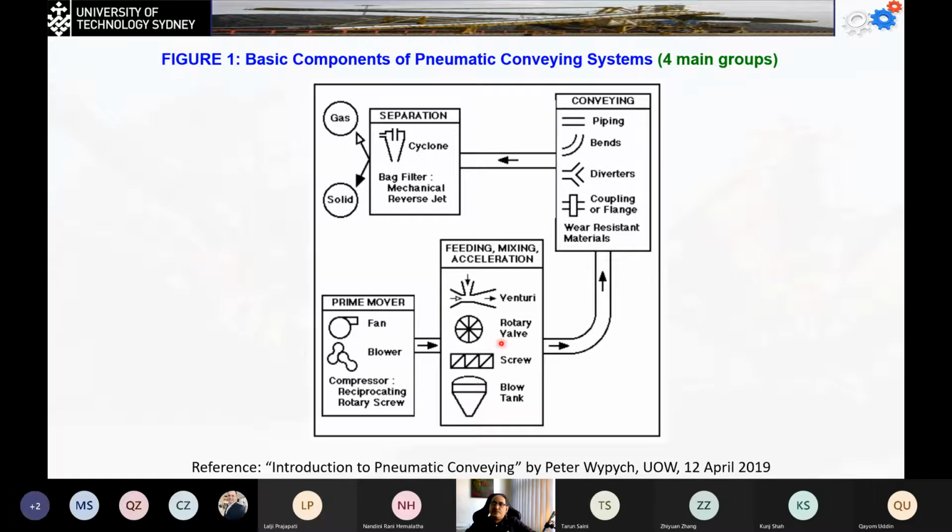Now we mix the air with the material. We're going to send it through a conveying line, and this should be pipes with bends. We are going to have some derivatives along the way to do some mixing, for example. And we need to join the pipes, the bends, and the derivatives using couplings or flanges. We always use wear resistant materials. Now, why should we have a wear resistant material?